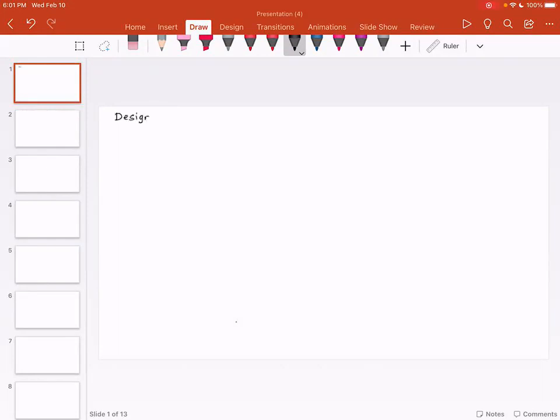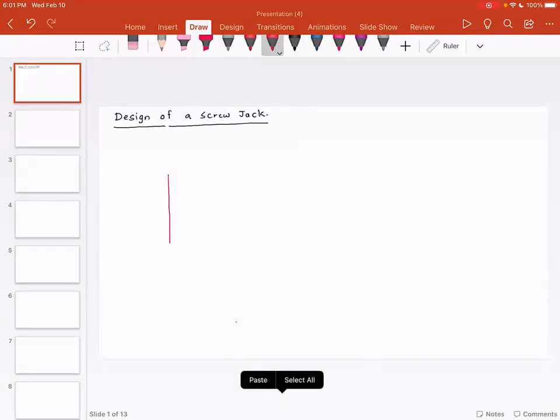Design of a screw jack. Screw jack is a very common system that is used for lifting the load or holding the load at a particular location. If you look at a simple screw jack design, it will be something like this. We would have a central screw. So this is the screw, this is the power screw. It could be square threads, it could be Acme threads.